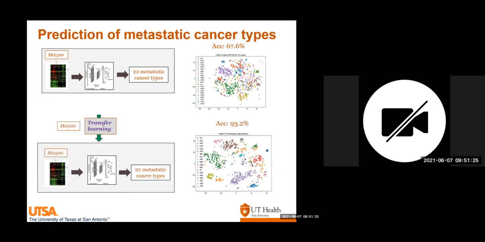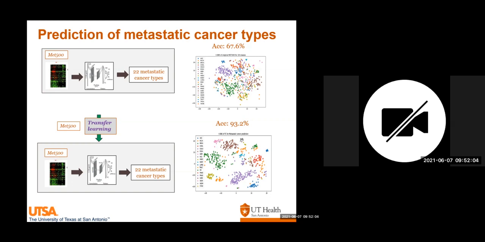Well, in this case, we deploy a new type of learning called transfer learning to really address the challenges of a small sample size in metastatic cancer types, where we take the model that we train from primary cancer types and we transfer it to the small samples of metastatic cancer types to enable the training. So through this transfer learning, as you can see, we were able to improve the performance in terms of accuracies from 67% to 93%.